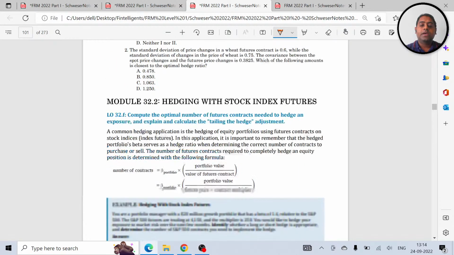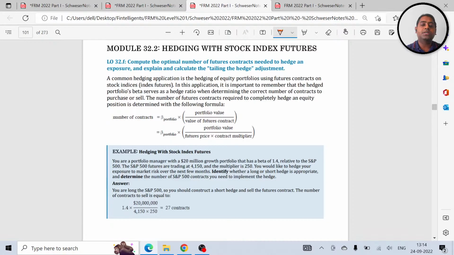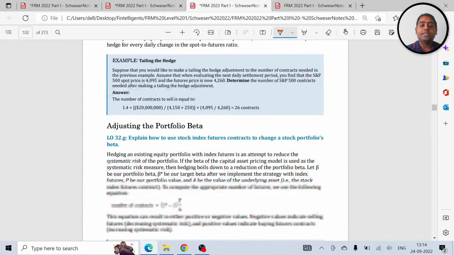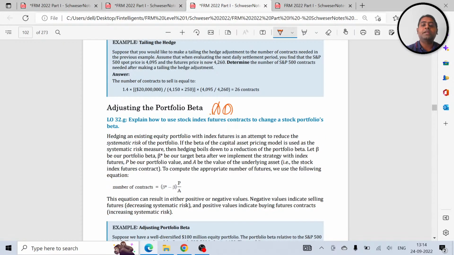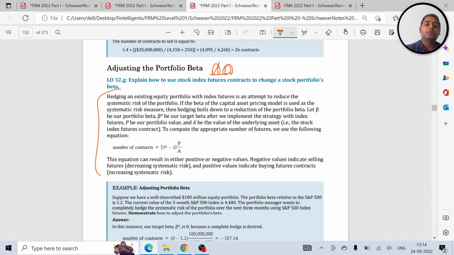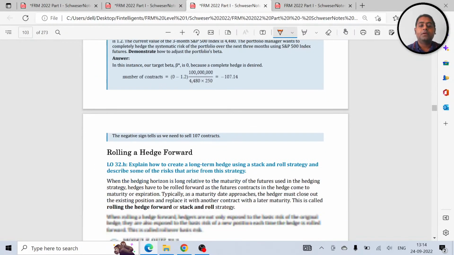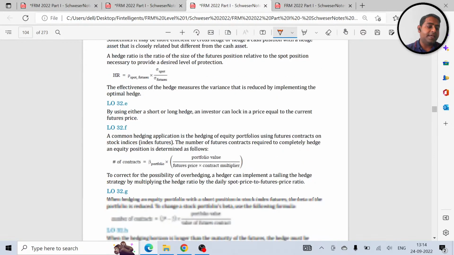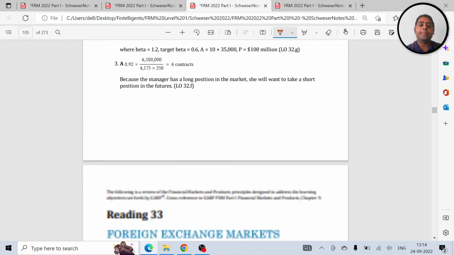Next, hedging stocks with futures, marking this question as star. Okay, like I said, the entire chapter is important. Adjusting the portfolio beta has also been tested in the past exams. So definitely a double star. Okay. Rolling the hedge is okay. We're going to move towards the next chapter now. I hope everybody is with me.